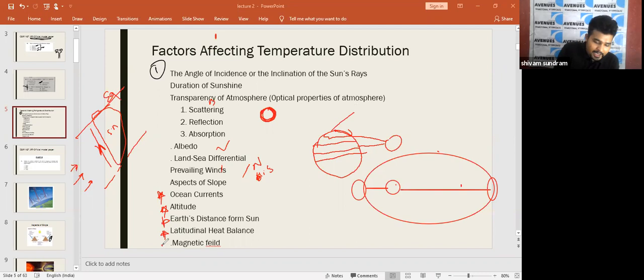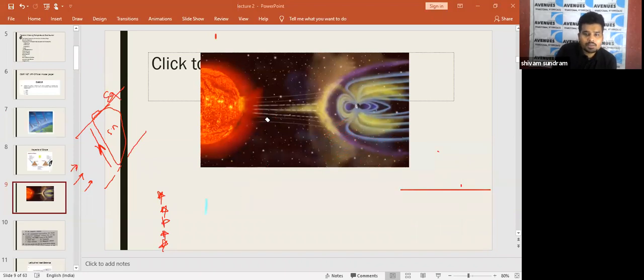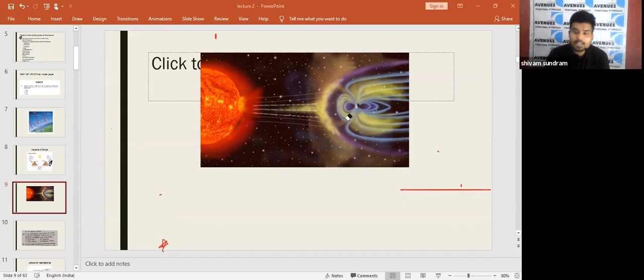Now finally, magnetic field. How does the magnetic field affect the temperature? Let's see. Here we can see that this is the Sun, here we have Earth, and along the Earth we have the magnetosphere. Now how is the magnetic field generated? In the outer core we have liquid iron and nickel. We know that Earth is rotating, right? If Earth is rotating, that means the liquid inside the Earth is also rotating constantly. And whenever these ions rotate in a closed path, they produce electric and magnetic field around it. And this magnetic field is nothing but the magnetosphere.